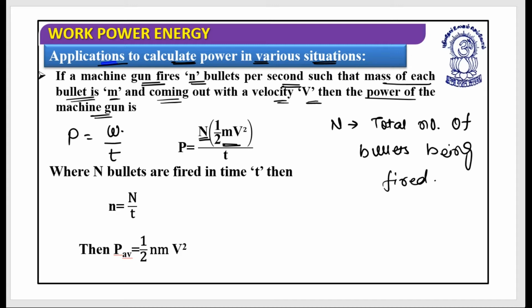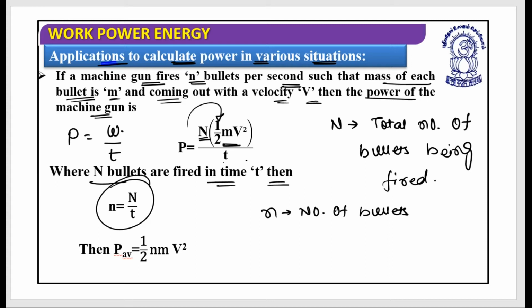Yes, it has been written over here where n bullets are fired in time t. So the total work done equals n into half mv square divided by time t, and I can replace it by small n. Small n is the number of bullets per second.